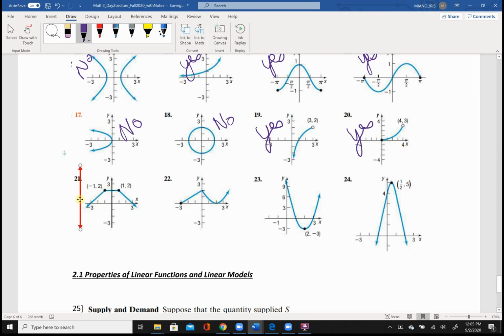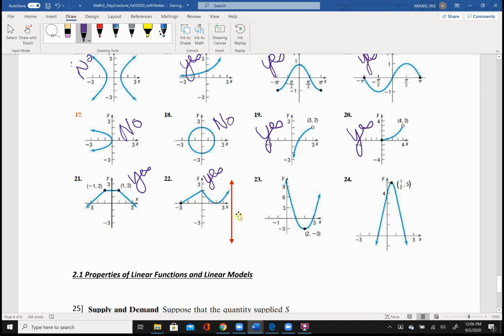Moving on to number 21. Look at that. Yes, a function. X intercepts at positive and negative 3, y intercept at 2. Function passing there for number 22. And you guys, I think, get the picture about x and y intercepts. Oh, sorry, this one has a symmetry on the y-axis.